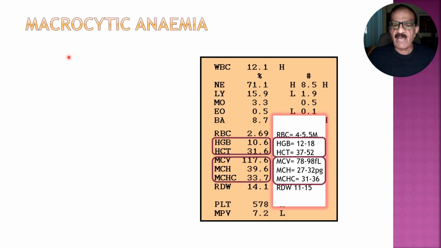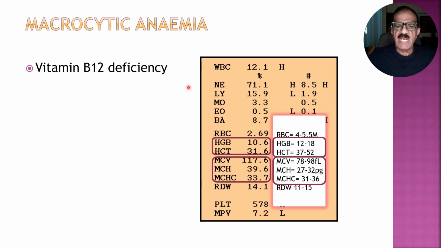Okay, so macrocytic anemia. What are the types? Vitamin B12 deficiency, fairly common. You know, vitamin B12 comes from the animal source. If somebody is a strict vegetarian, he or she is likely to have vitamin B12 deficiency. Or people with some chronic stomach problem, gastritis, pernicious anemia, some worm infestation, there may be vitamin B12 deficiency.